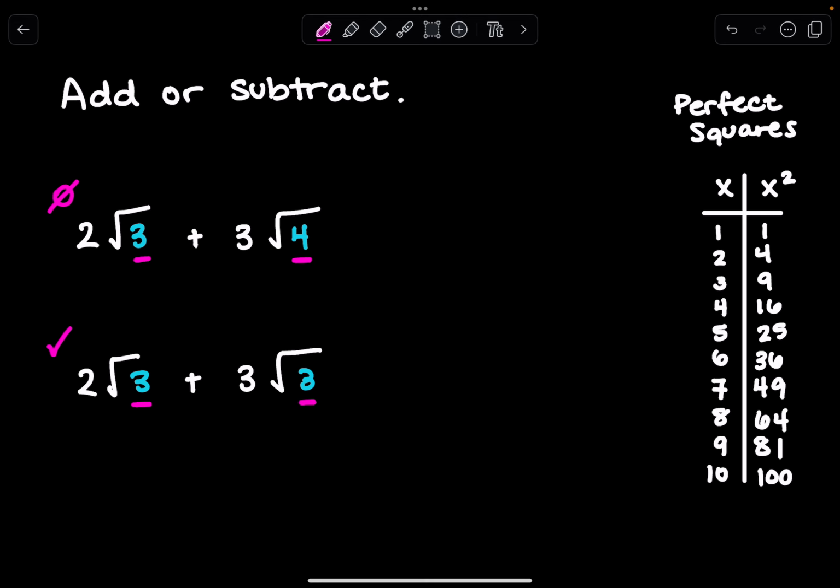All I'm going to do then is whatever number's on the outside is going to be the piece that adds, whatever number's inside the radical is going to stay the same. So if I have 2 square root of 3 plus 3 square root of 3, that's 5 square root of 3, because I take the 2 and I add the 3.